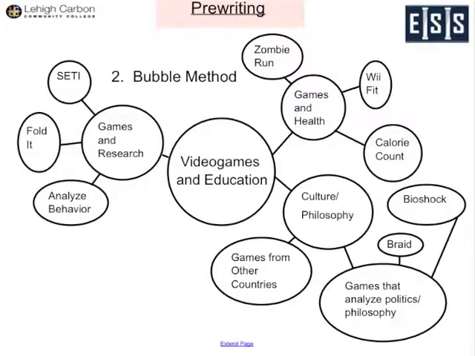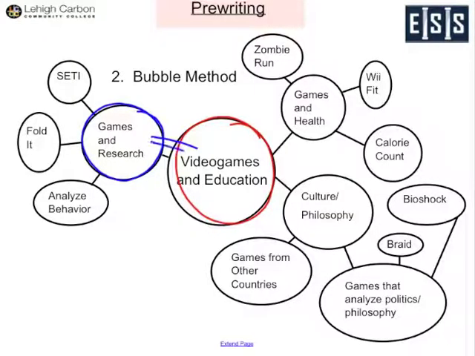The bubble method of pre-writing is basically a way of organizing your information about your topic in a way that's easy to translate to an outline or a paper. The idea is essentially that you start with a central topic, in this case video games and education, and then you build upon that topic with subtopics. So, video games and education. Well, one of the things that might support this is games and research. How are games being used in a research setting, an academic setting?